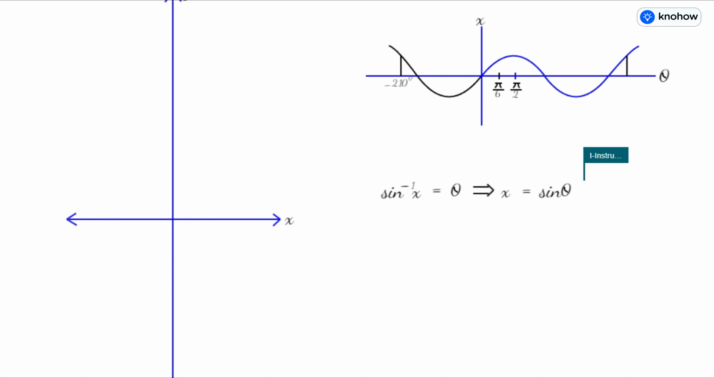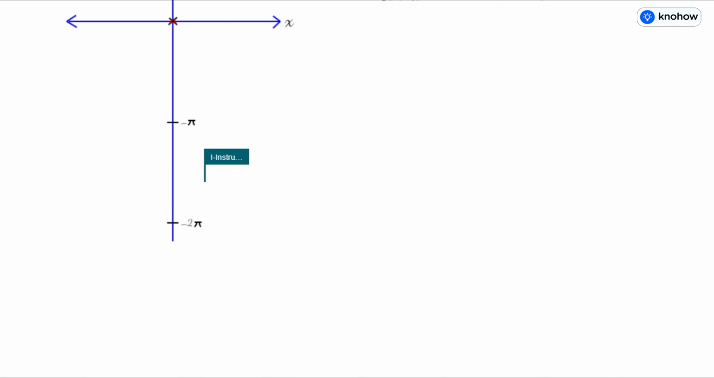For x equal to 0, what is the angle whose sine is 0? You look at the graph of sine theta: sine 0 is 0, so sine inverse 0 is 0. Sine inverse 0 is also pi because sine pi is 0, and 2 pi, and similarly it could be minus pi and minus 2 pi. So sine inverse 0 is pi, 2 pi, and so on, and negative pi and negative 2 pi.